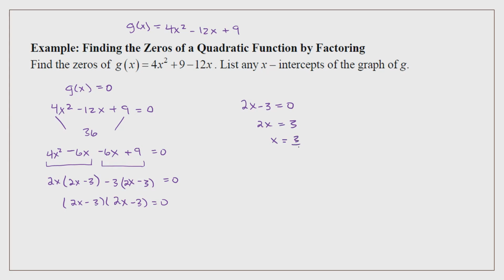So I move the 3 to the other side and then divide it by 2. So my zero for this quadratic function is 3 over 2, and my x-intercept will be the point 3 over 2, 0. Alrighty.